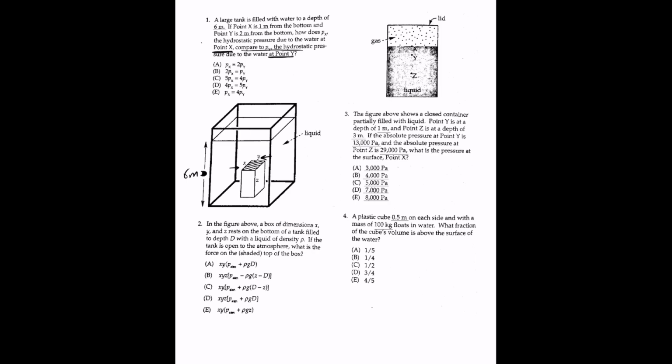So because X is 1 meter from the bottom, it is 5 meters from the surface of the water. And the hydrostatic pressure at point X is equal to rho g times hx, where rho is the density of water, g is the gravitational acceleration, and hx is the depth, equal to rho g times 5 meters. And in the same way, the hydrostatic pressure at point Y is equal to rho g times hy, equal to rho g times 4 meters, because Y is 2 meters from the bottom.